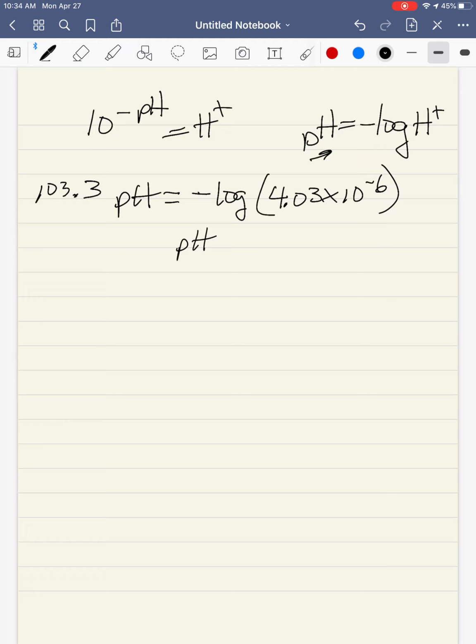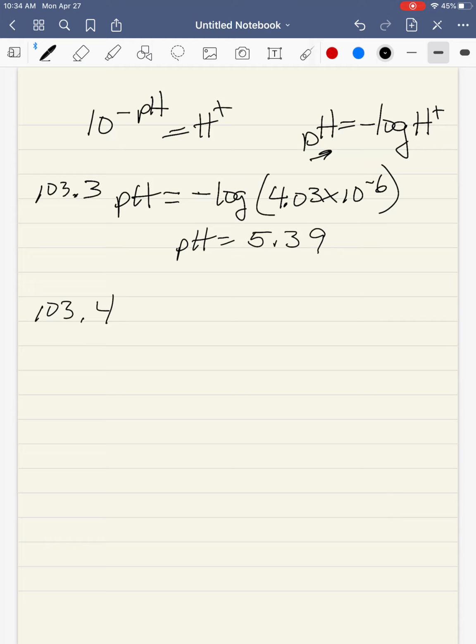So pH equals 5.39. And if you guys remember, the pH of any liquid is always between 0 and 14, where neutral is 7. So if you get an answer that's not between 0 and 14, then you know you did it wrong. Okay, the last one says find the concentration of hydrogen ions.